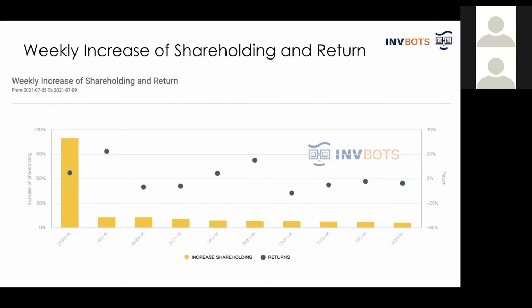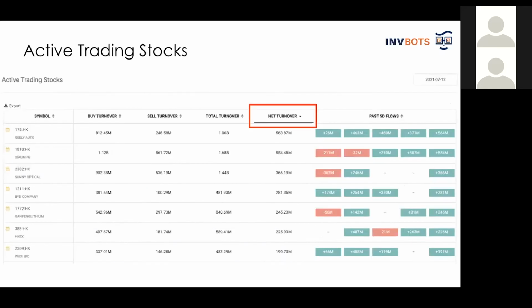Yeah, and then move on. I would like to highlight this part because for the active trading stocks, we can sort the active trading stocks by the net turnover. So you can see that, for example, yesterday Geely Auto and then Xiaomi also had a very large amount of net turnover. And other than analyzing the net turnover, we can take a look at the chart on the right hand side.